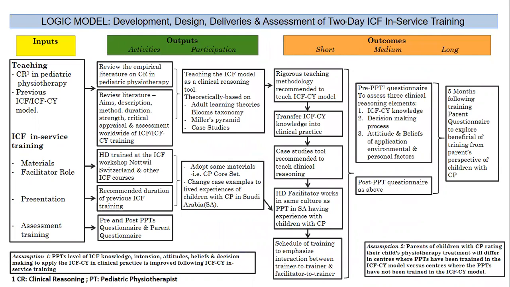and develop and deliver the two-day ICF training. We are using the logical model. The aim of this logical model is guiding us on what resources and inputs we need to consider, which is teaching.